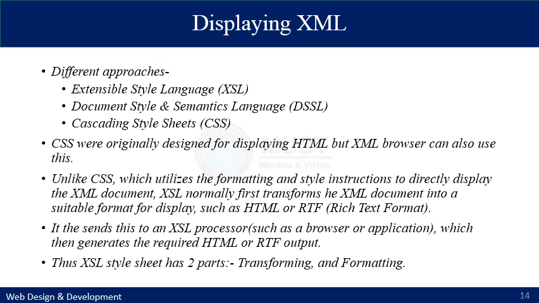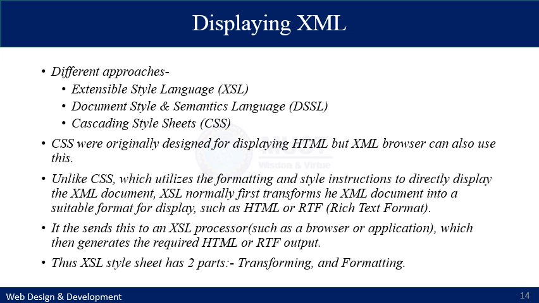There are different approaches to display XML. One is the Extensible Stylesheet Language. The next one is the Document Style Semantics and Specification Language. And finally, Cascading Style Sheets. CSS was originally designed to display HTML, but XML browsers can also use it.